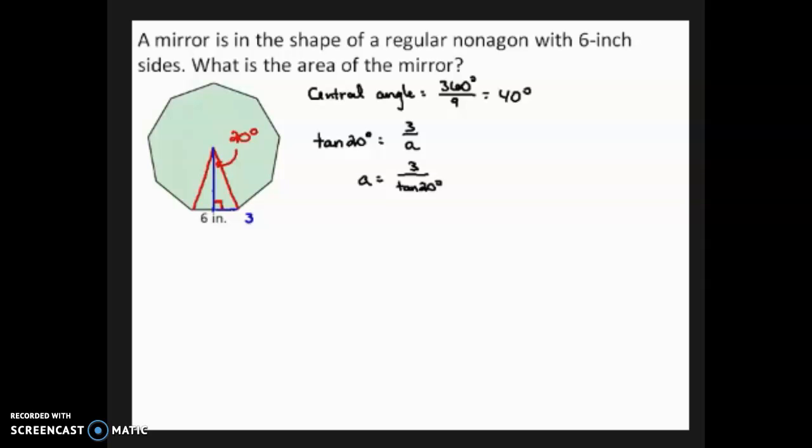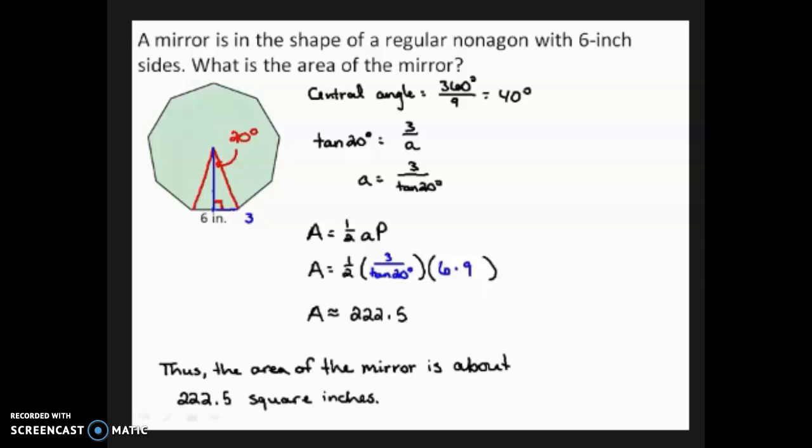Recall that the equation for the area of a polygon is A equals 1/2 times a P, where a is the length of the apothem and P is the perimeter. So the area of the nonagon is A equals 1/2 times the quantity 3 divided by the tangent of 20 degrees times the quantity 6 times 9. So A is approximately 222 5/10. Thus the area of the mirror is about 222 5/10 square inches.